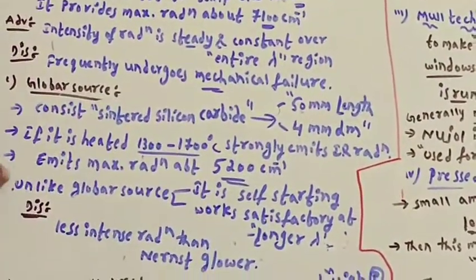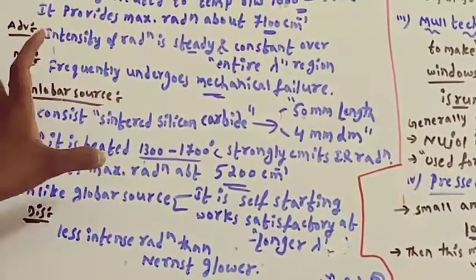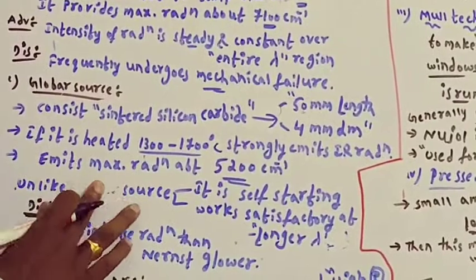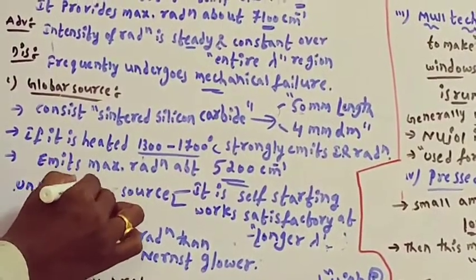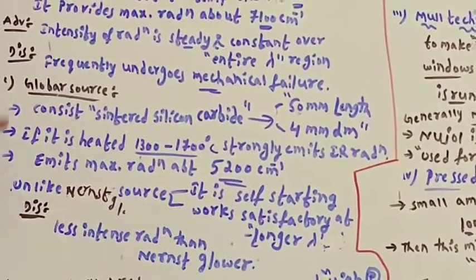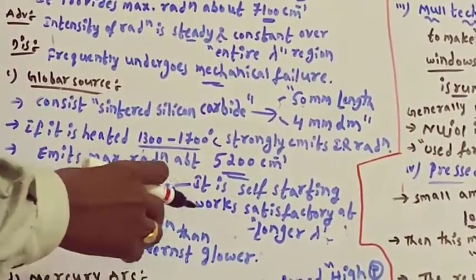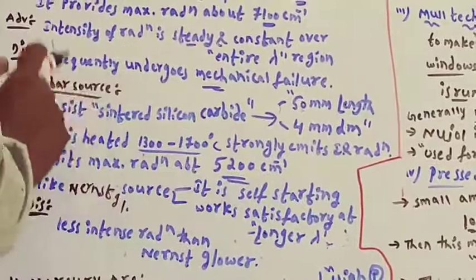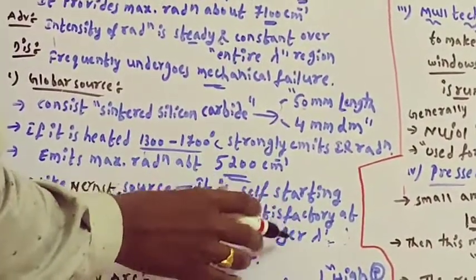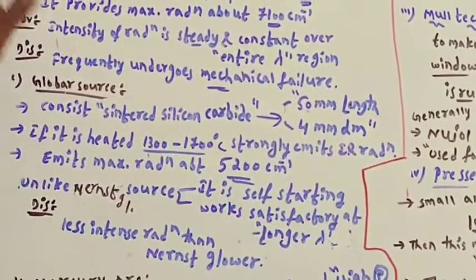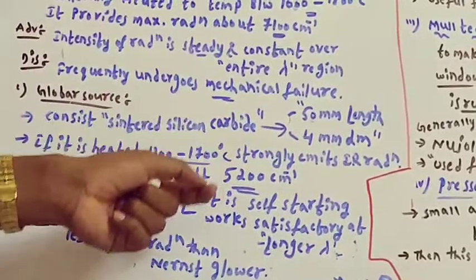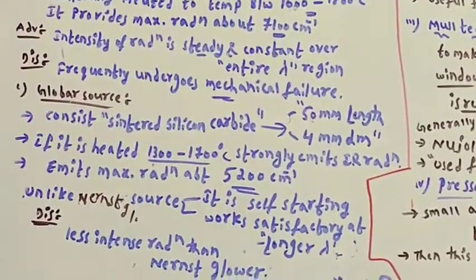Unlike the Nernst Glower source, the Globar source is self-starting, and it works satisfactorily at the longer wavelength.